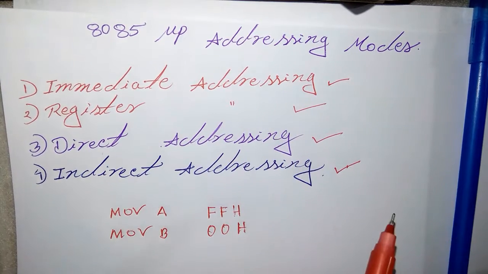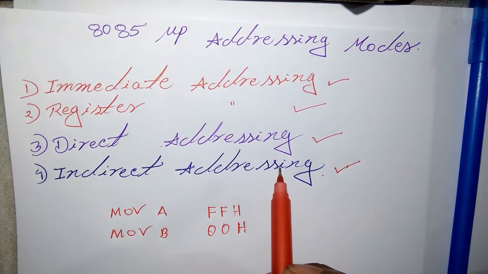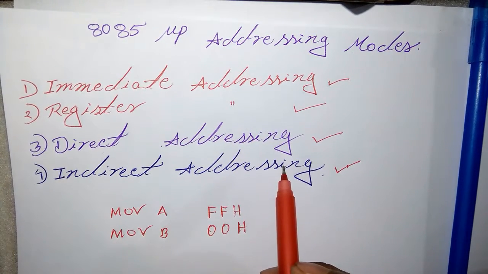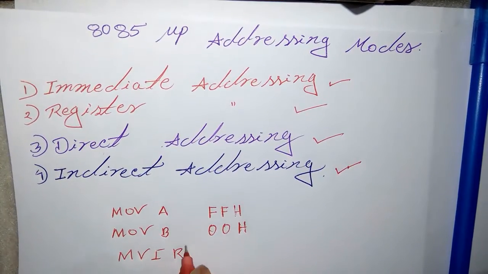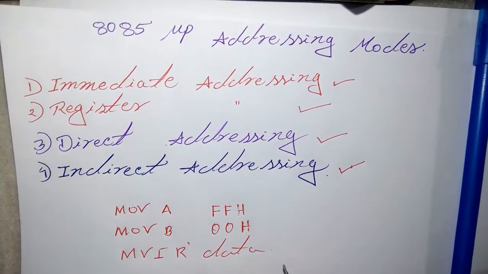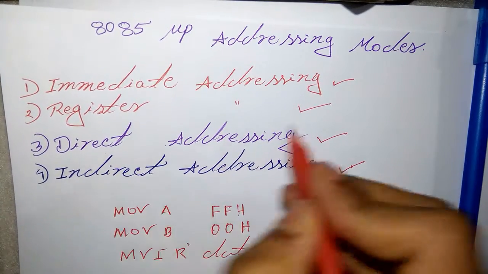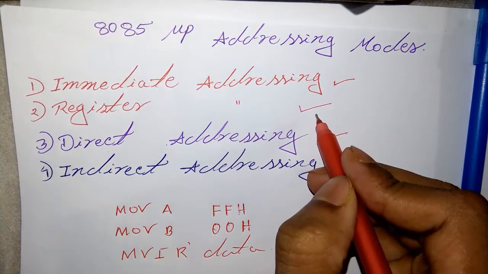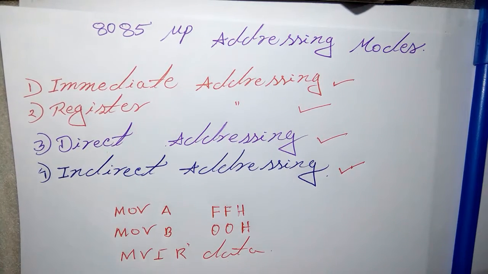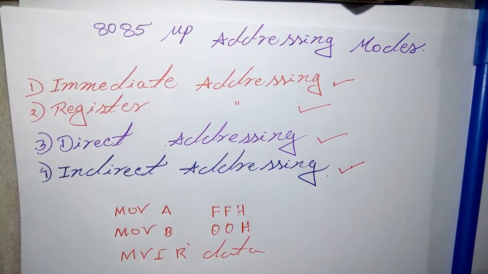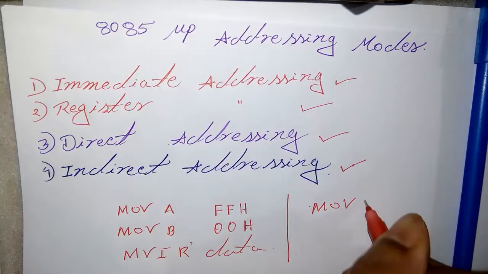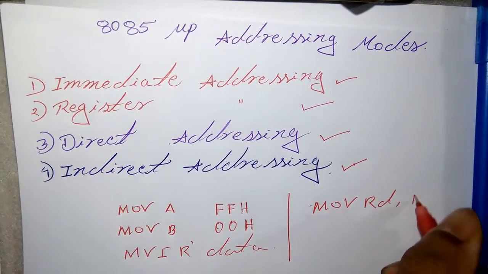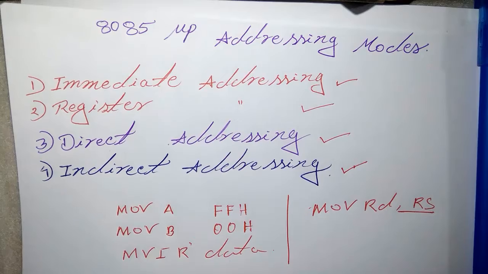In immediate addressing mode, data is present in the instruction. Load the immediate data to the destination provided. An example is MVI R, data. Next is register addressing mode, where data is provided through the registers. The format is MOV Rd, Rs.